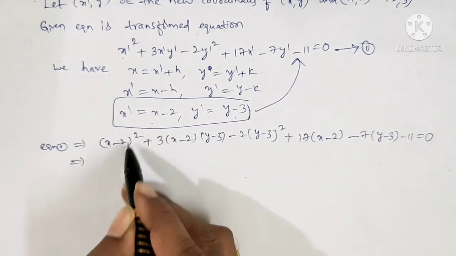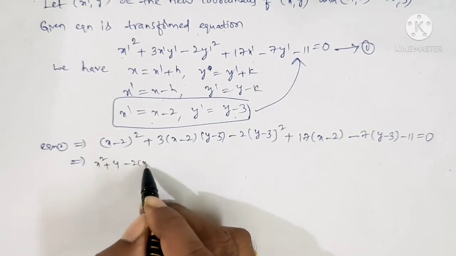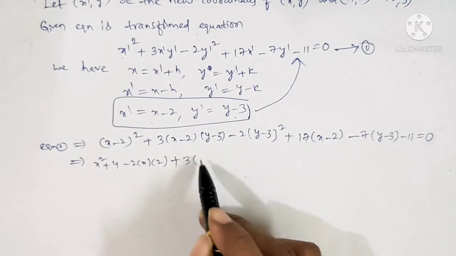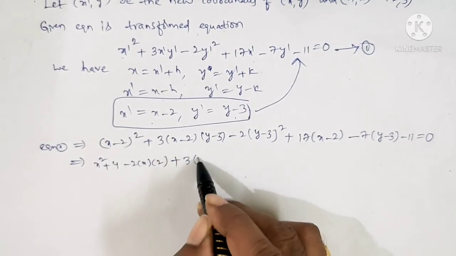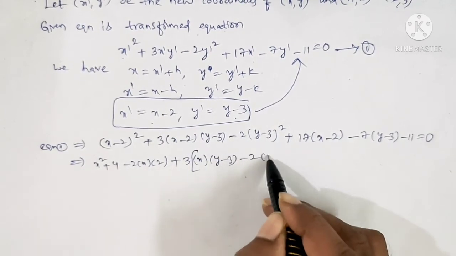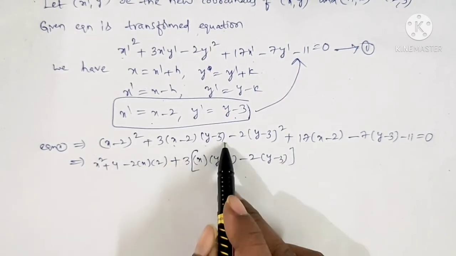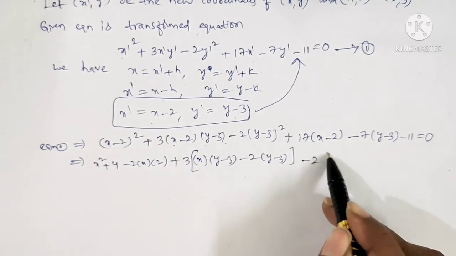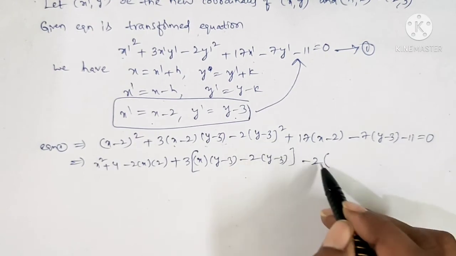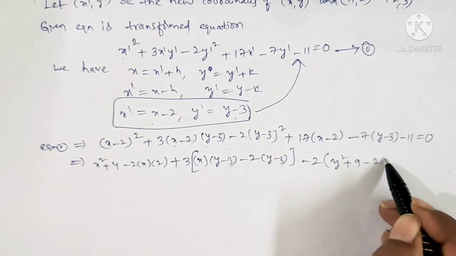Now (x minus 2) whole square: (a minus b) whole square is a square plus b square minus 2ab. Plus 3 into, by the distributive property, x into (y minus 3) minus 2 into (y minus 3). Minus 2 times (y minus 3) whole square, that means a square plus b square minus 2ab: 3 square is 9, minus 2 into y into 3.